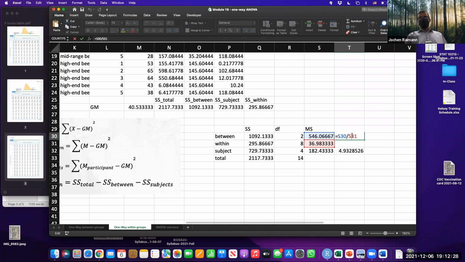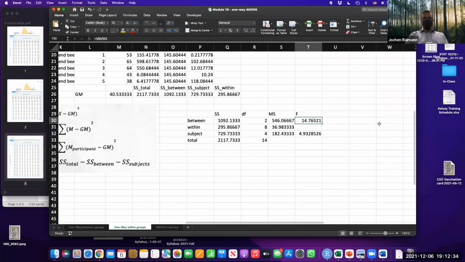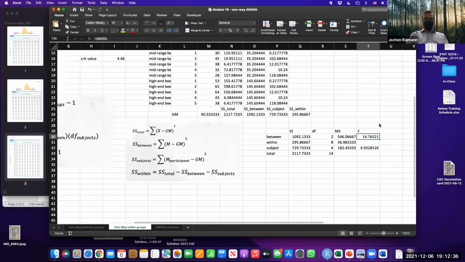And now we go back to our critical value, which we remember to be 4.46, somewhere here. 14.77 is greater than 4.46, so we are rejecting our null hypothesis. And we know now, what do we know now? What's the insight?